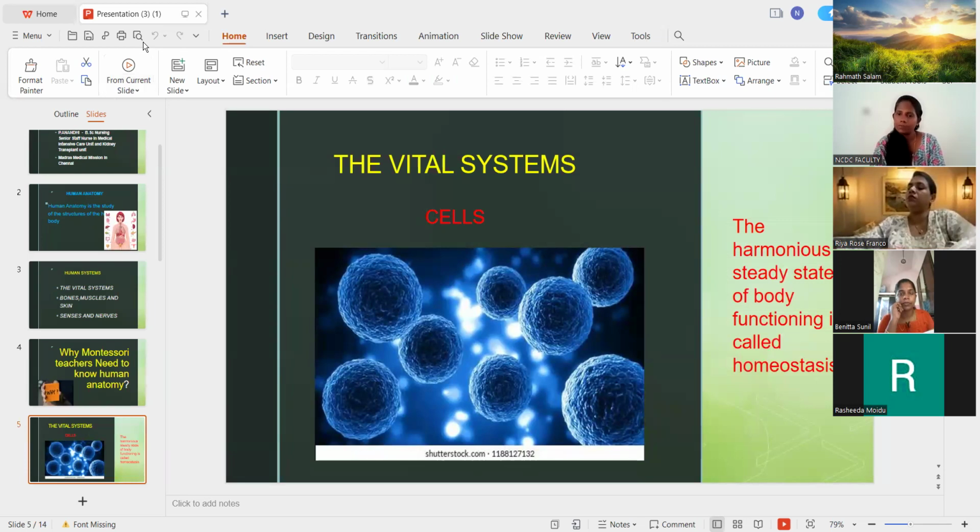That cell is very, very important. That cell should have its harmonious steady state. That cell should be healthy. Each cell of each organ should have a steady state of functioning. If each cell is maintaining this homeostasis, that organ will be working properly.